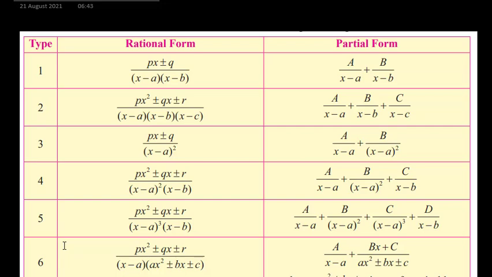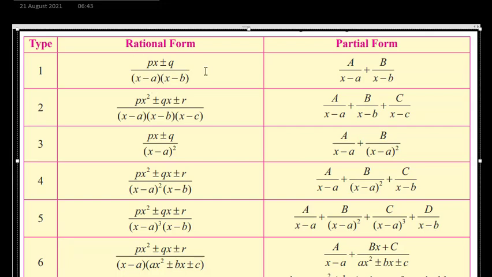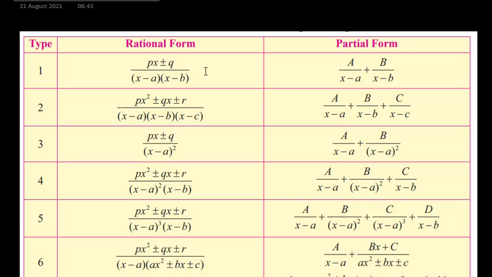Here you are going to use the partial form only when the degree of the numerator is less than the degree of the denominator. So in that case, these are 6 different types. The first type is when you are able to separate your denominator into two linear factors. Here we have two linear factors, x minus a and x minus b, and the degree of the numerator is 1 and the degree of the denominator is 2.